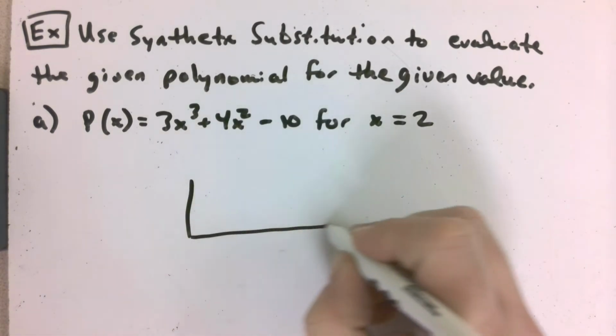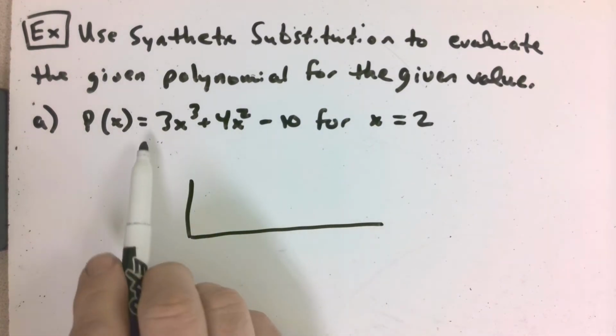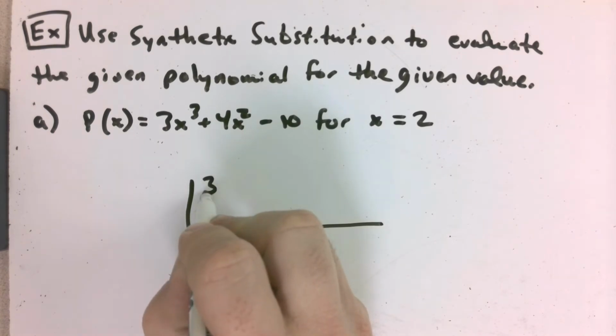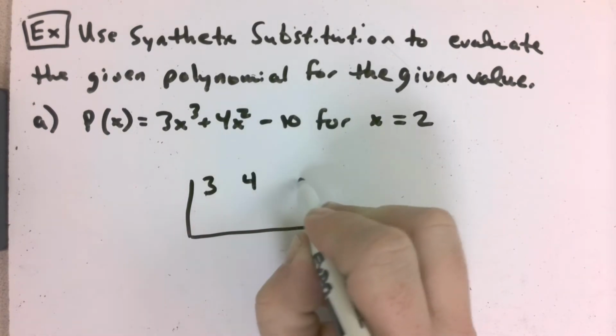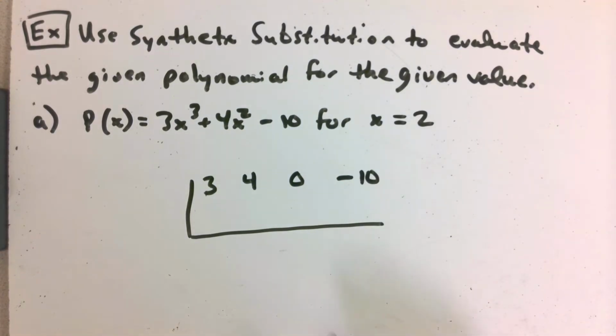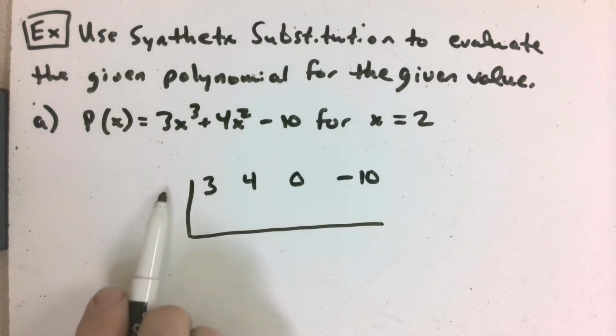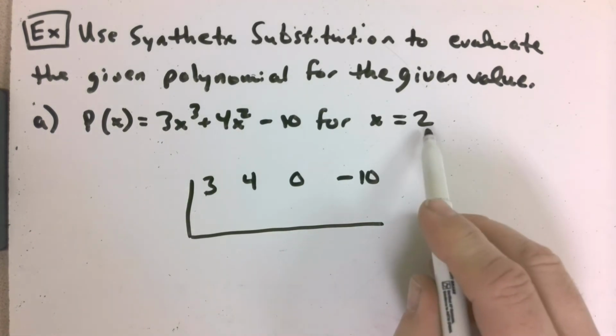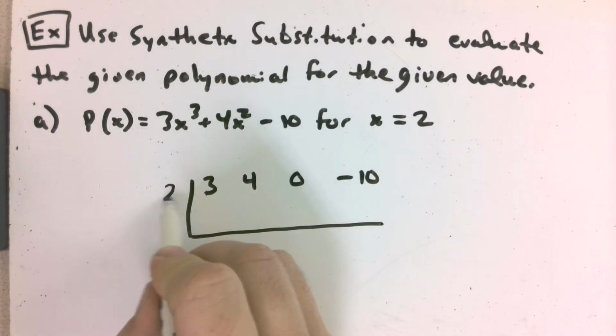So I'm going to set up my synthetic division using the values from my polynomial. We have a 3x cubed, 4x squared. We don't have any x's, and then we have a constant term of minus 10. I did put a 0 in for the x terms that we are missing. And then out here in front, what we are going to divide by is actually the number 2.